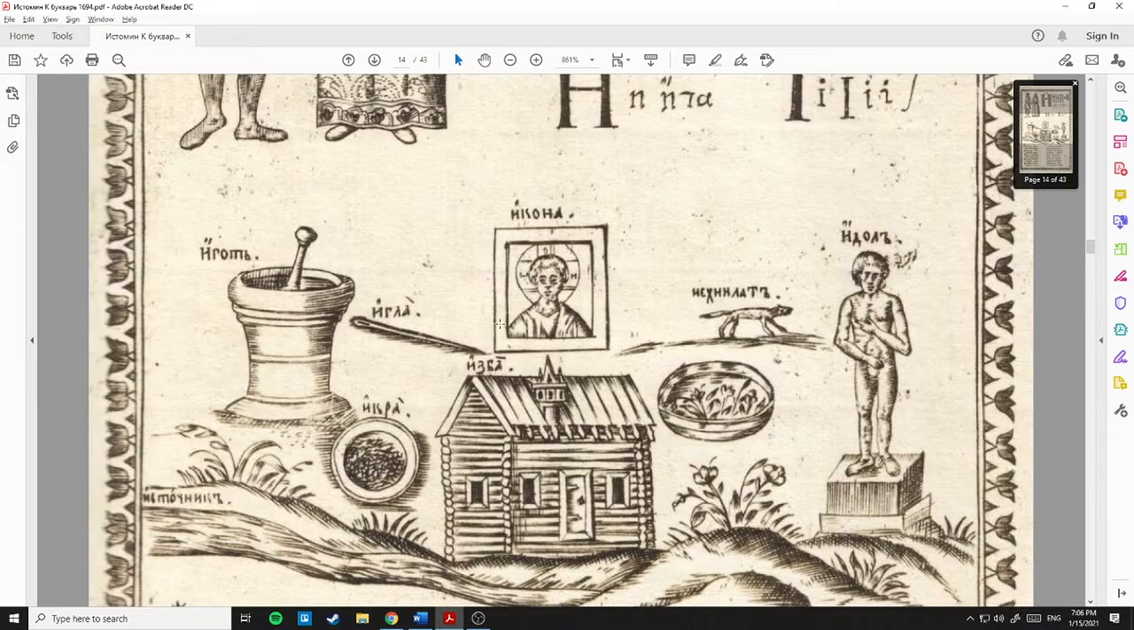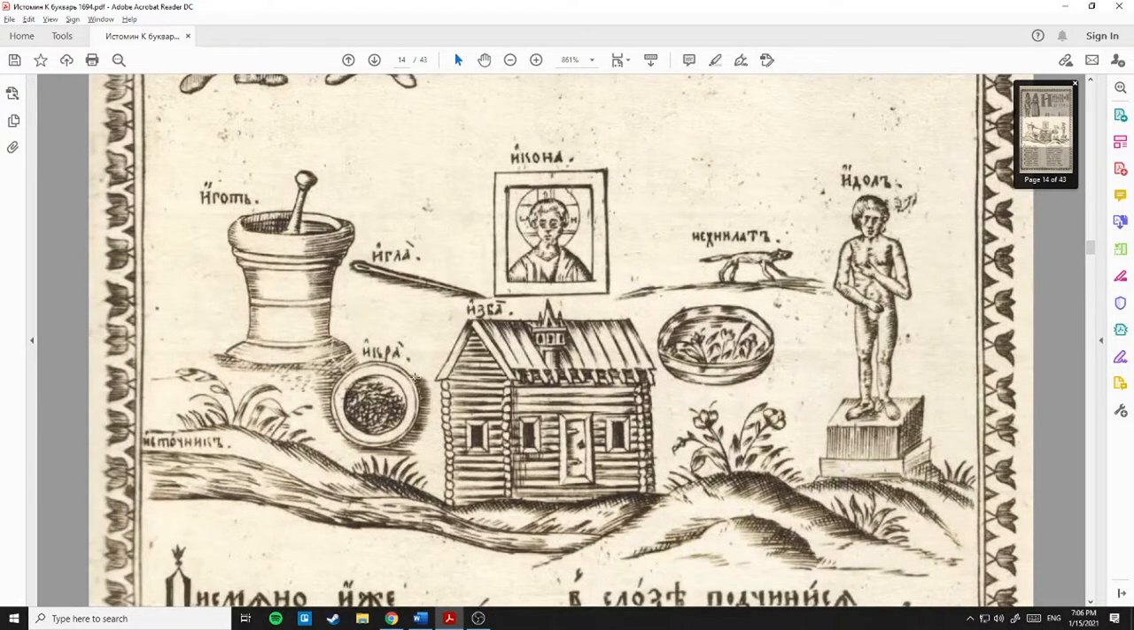Then we have igla, which means needle. Ikra, which means roe, like fish eggs. Istochnik, which is like a source, a water source. Ikona, which is an icon, right? A religious icon in the Orthodox Church, Eastern Christian churches. Then we have izba. And this is a cottage. This is a peasant's hut, right?